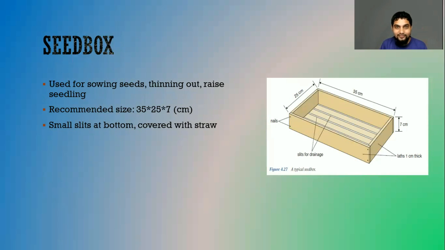The slits or the openings or the holes that you have at the bottom, they need to be covered. They can be covered with grass or straw, and that should be enough to prevent the soil from being lost. The seedbox is then filled with potting soil, and then you level the seedbox.